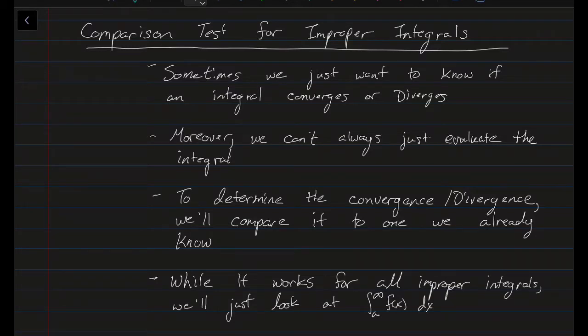diverges. And while it works for all improper integrals, we're just going to look at the case from a to infinity to kind of just get an idea of what's going on, and just know that we can expand it to ones that we looked at last time with, like say, 1 over x cubed.